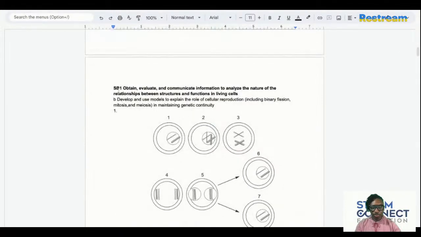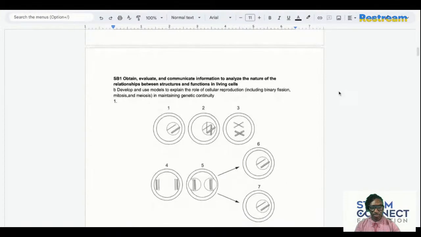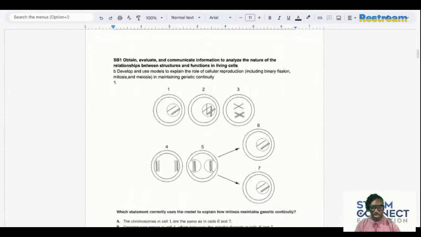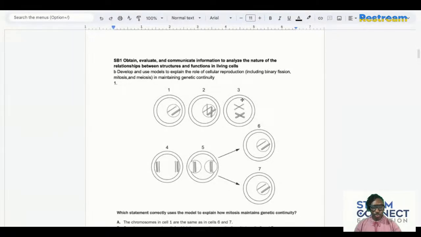So this is covering standard 1B. It says you're going to develop and use models to explain the role of cellular reproduction, which we just talked about. Remember, we talked about mitosis in maintaining genetic continuity. So look at the image. Just look at the image first before we even get into the question. What do you see inside this circle? And number one, what's inside of that circle? That's correct. All right. That's a great start. Now, look through the numbers 1, 2, 3, 4, 5, and then you end with 6 and 7.